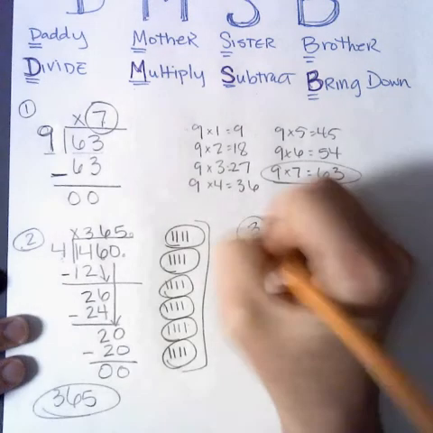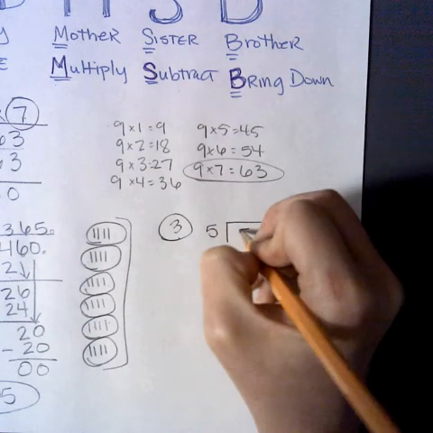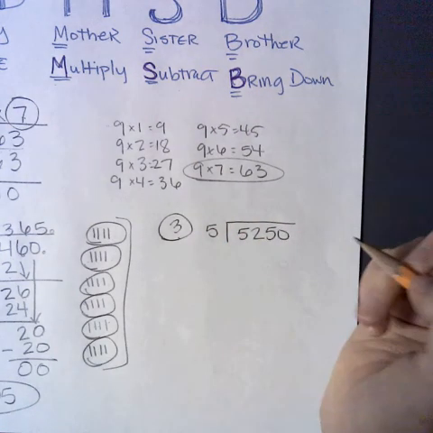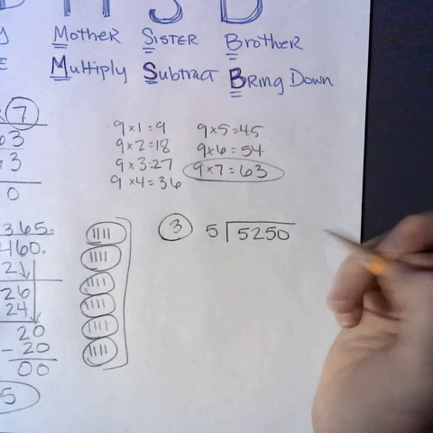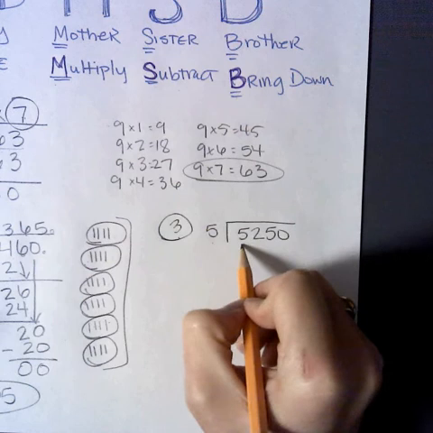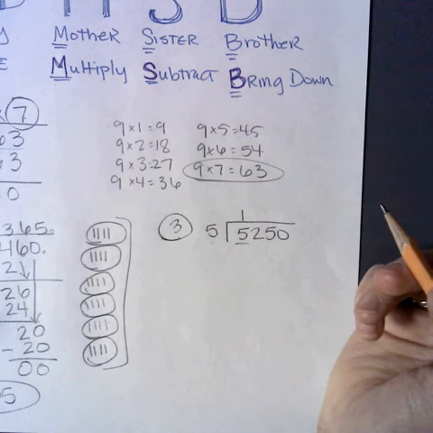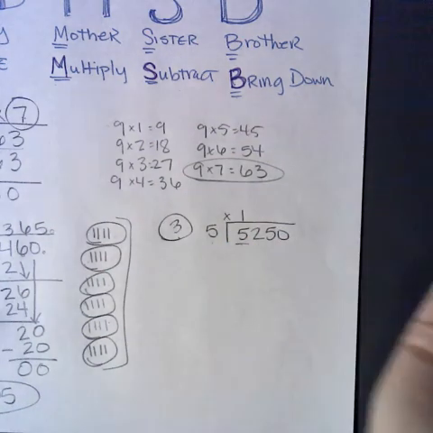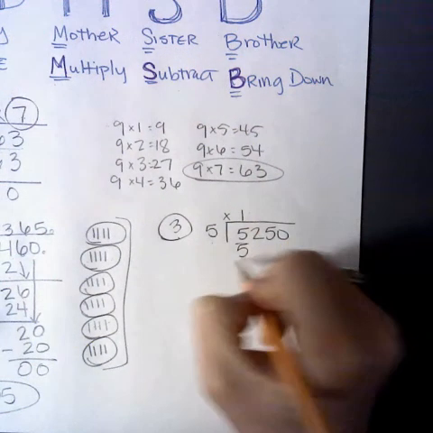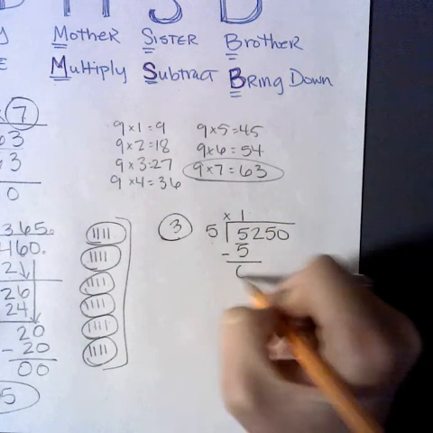Okay, last one, number 3. We're going to take 5 and put it into 5,250. Okay, it's kind of easy because it's by 5s. So we're going to take 5 and ask ourselves, how many times does it fit into 5? We can make one group of 5. Now I'm going to ask myself, does 5 times 1 give me 5? Yes, it does. So we're going to subtract.